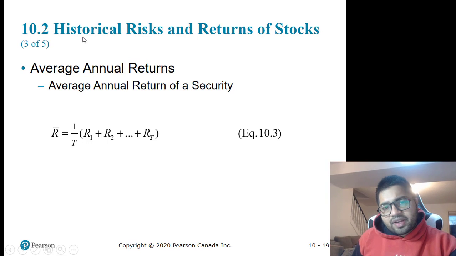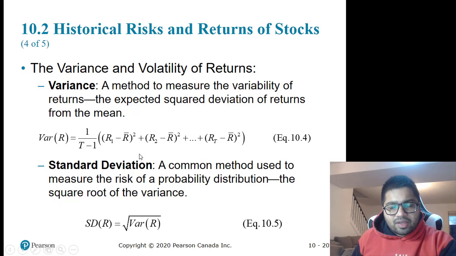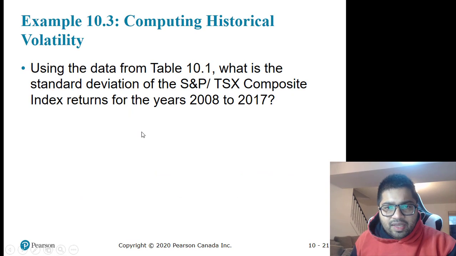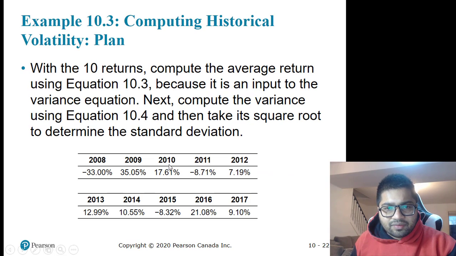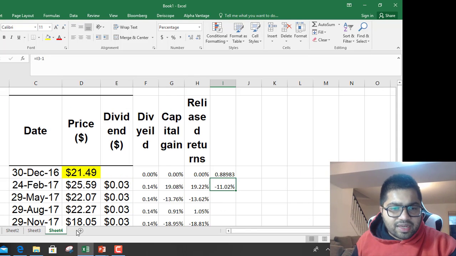Now next, how to find out annual returns. So annual is to add returns from each of these periods and divide by the time period. Okay, now next is important. We are going to discuss variance, standard deviation, and then we'll try to calculate it on this data. Okay, so first I'll explain it.